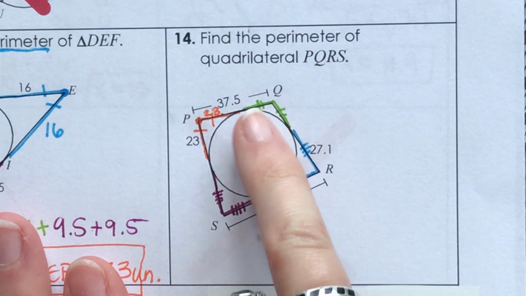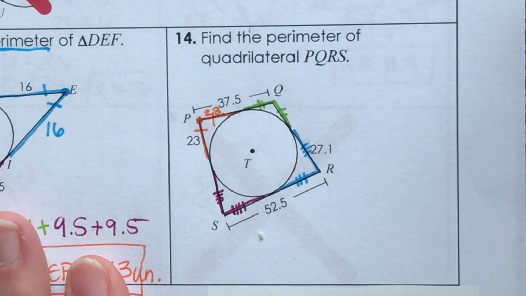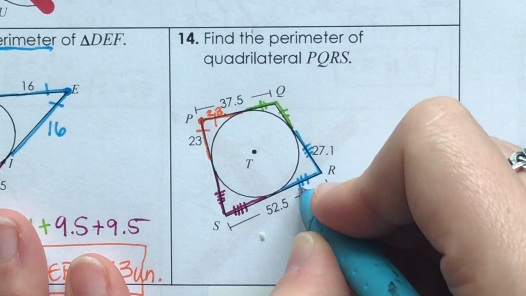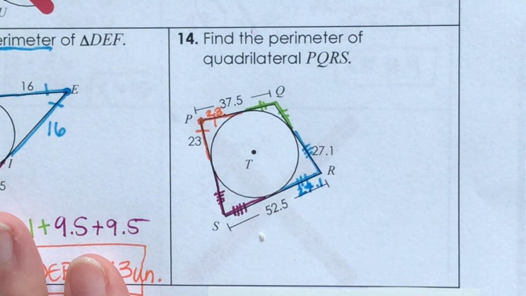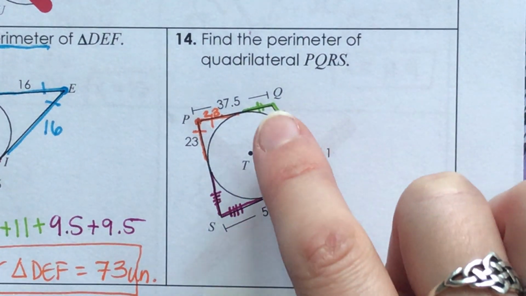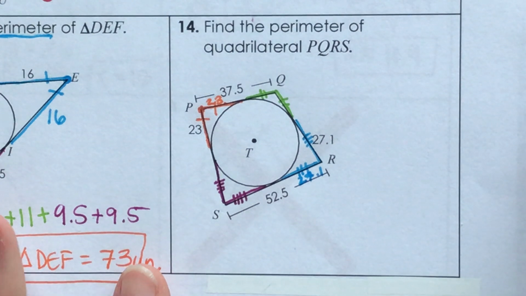I don't have anything for the green, but I do see in the blue that this side over here is 27.1. That must mean that this side over here is 27.1. Now, I don't know the pink ones and I don't know the green ones. But here's what I do know.